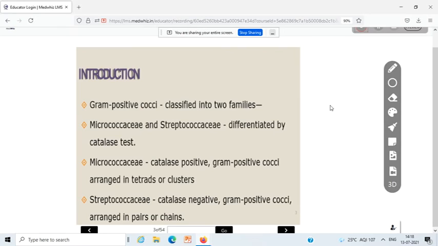This is a test done with hydrogen peroxide, where if you inoculate a colony of Micrococcaceae, you can see air bubbles being formed, which shows that it is catalase positive. Micrococcaceae are catalase positive, gram-positive cocci arranged in tetrads or clusters. Streptococcaceae are catalase negative, gram-positive cocci arranged in pairs or chains.